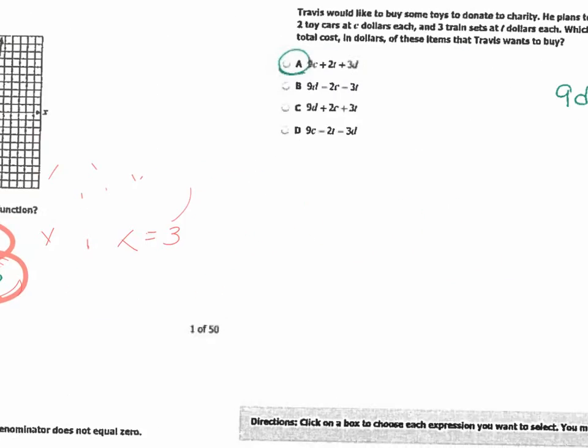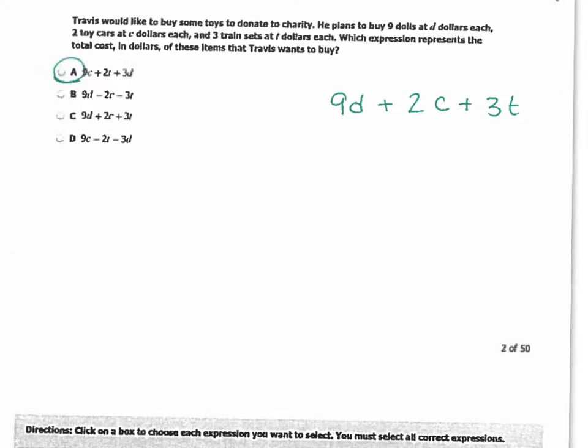So let's go and look at the next one. Number 2, Travis would like to buy some toys to donate to charity. He plans to buy 9 dolls at D dollars each, which is why I wrote 9D. And then he decides to buy 2 cars at C, so 2C, and 3 trains at T dollars, which is why I wrote 3T. Which expression represents the total cost? So the word total means add, which is why I added them together.